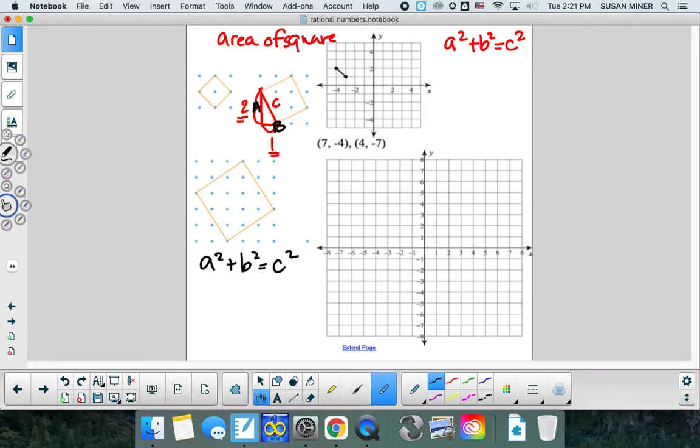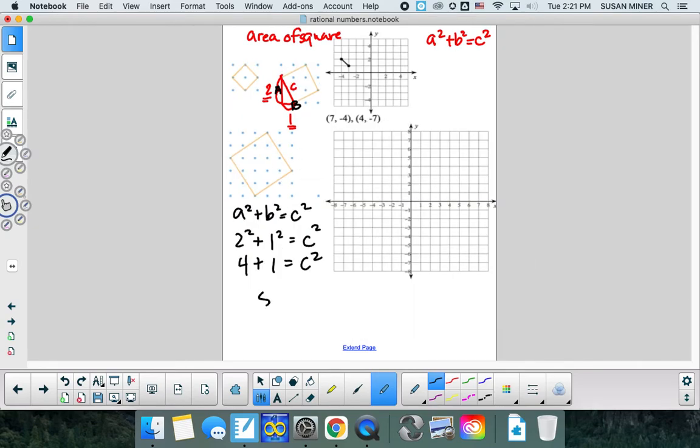I'm going to substitute in the side lengths of the right triangle that I drew. So 2 squared plus 1 squared equals c squared. 2 squared is 4, 1 squared is 1, equals c squared. C squared is 5. So now I know the area of that square is 5. I can also figure out the side length by taking the square root. This is going to cancel, and c is equal to the square root of 5.